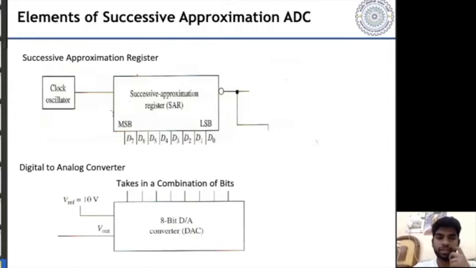So here are the elements that we'll be using: a clock, an oscillator, and a successive approximation register. We can simply call it SAR. Here are 8 outputs from D0 to D7, and the digital to analog converter we can see below.